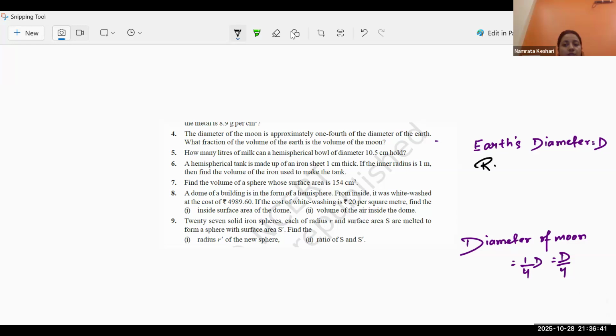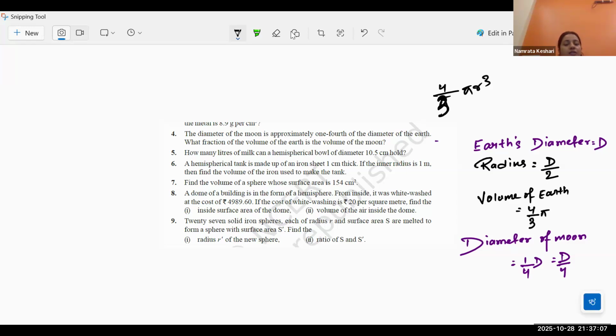Ma'am, can I repeat the formula? Yeah, it's 4 by 3 pi r cube. Radius will be diameter by 2. Volume of earth will be 4 by 3 pi. I'm just keeping it as it is because at the end we need to find the ratio. R, the radius is this one, so whatever is the radius, that cube. Clear so far? Yes, ma'am.